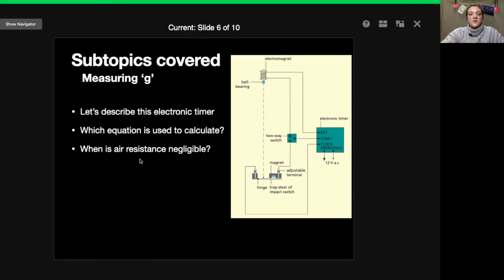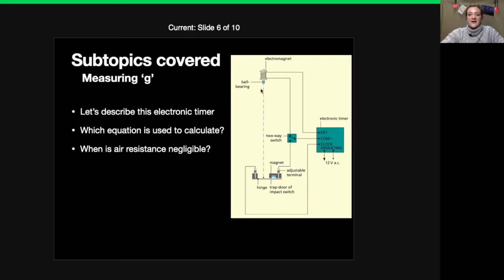When is air resistance negligible? It is negligible for very dense objects such as this ball bearing, because of the density and the heaviness or the mass of this object. Therefore, air resistance will not have any impact on the ball bearing falling.